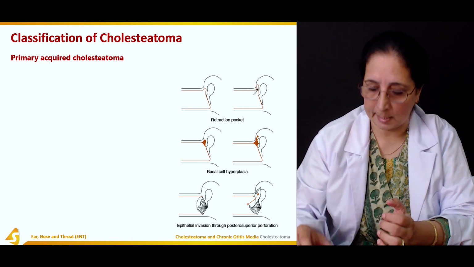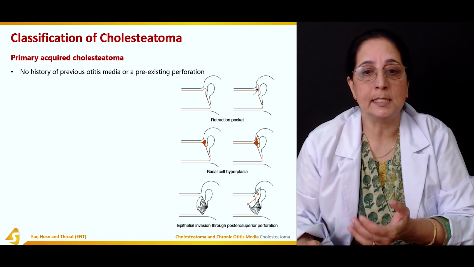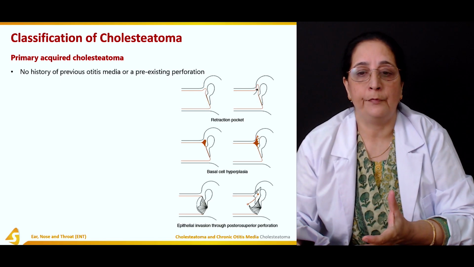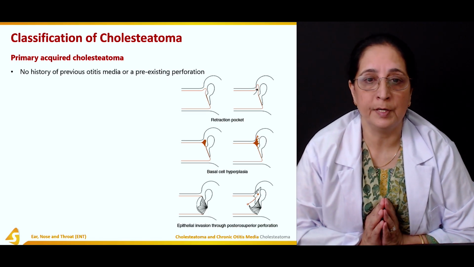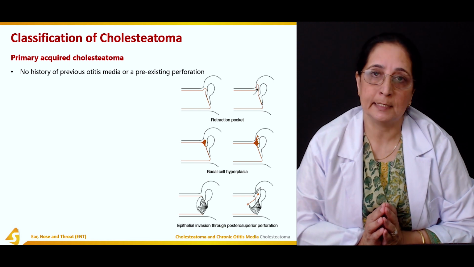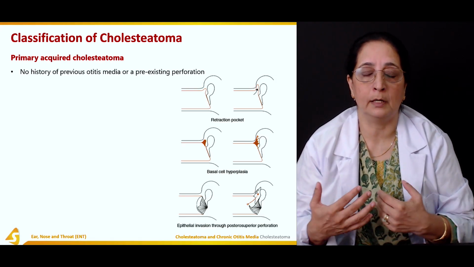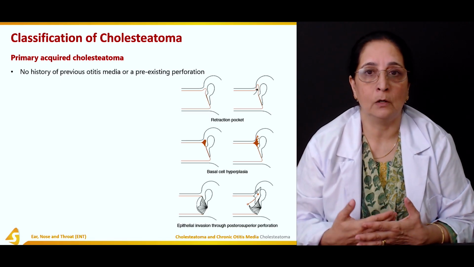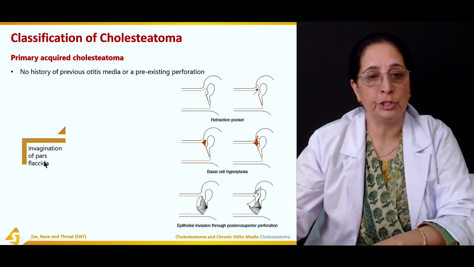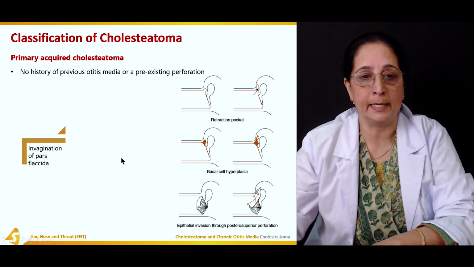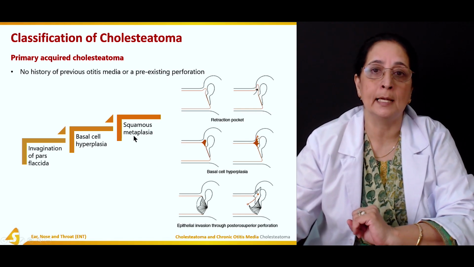So primary acquired cholesteatoma is when there is no history of previous otitis media or pre-existing perforation. So it's primary, without any history of previous involvement of the middle ear or tympanic membrane. It can be due to invagination of pars flaccida of the tympanic membrane, it can be due to basal cell hyperplasia, or it can be due to squamous cell metaplasia.